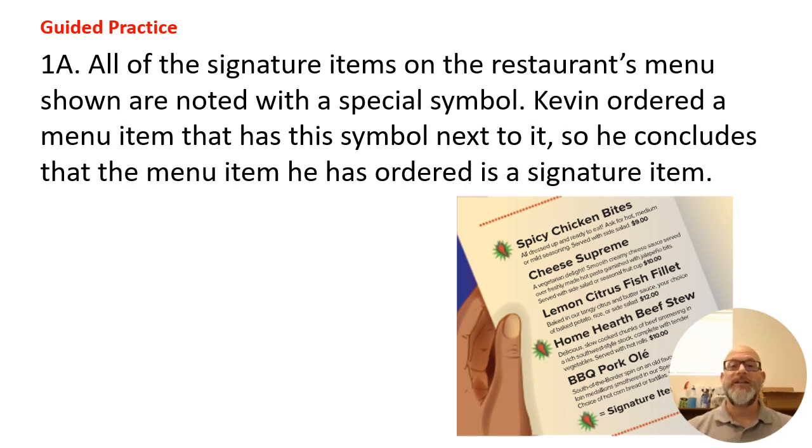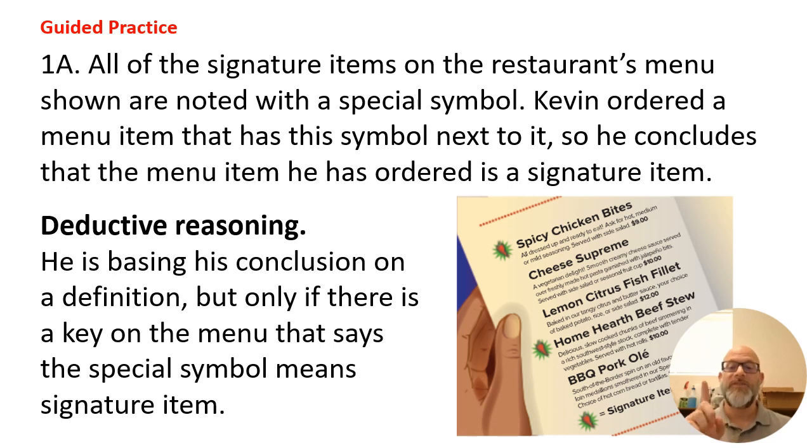All of the signature items on the restaurant's menu shown are noted with a special symbol. Kevin ordered a menu item that has this symbol next to it. So he concludes that the menu item he has ordered is a signature item. All right, inductive or deductive reasoning?